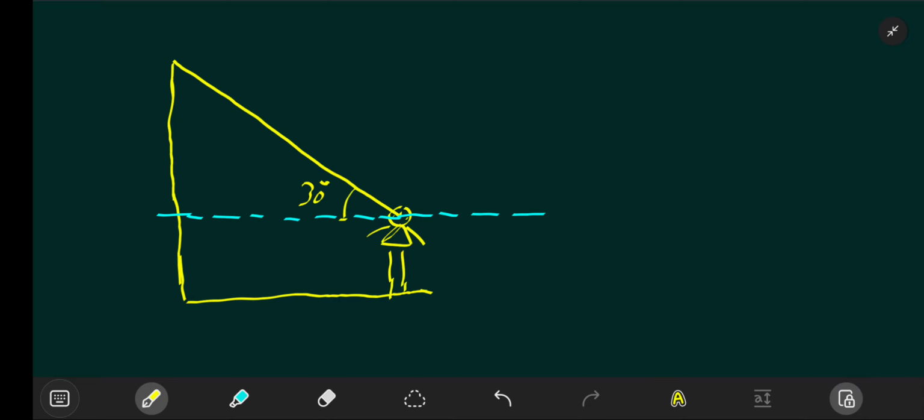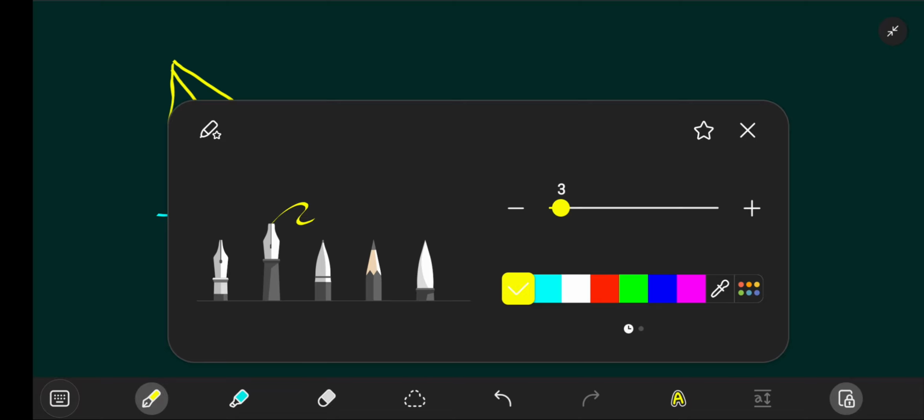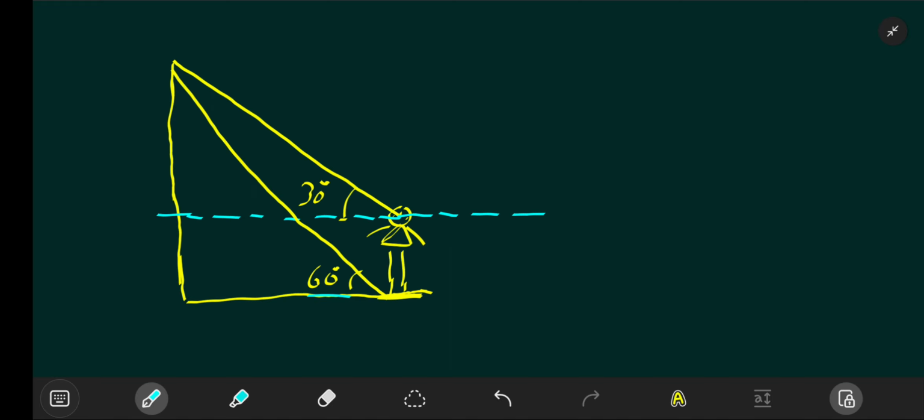Now from his foot, the angle of elevation of the top of the pole is 60 degrees. With respect to his foot, the horizontal line is this ground only. The angle between the line of sight and the horizontal is 60 degrees.